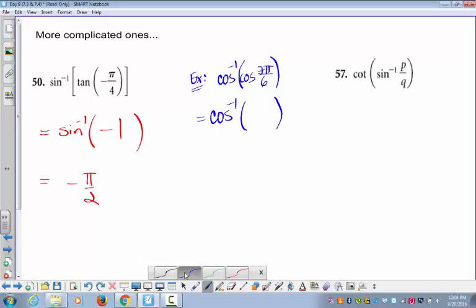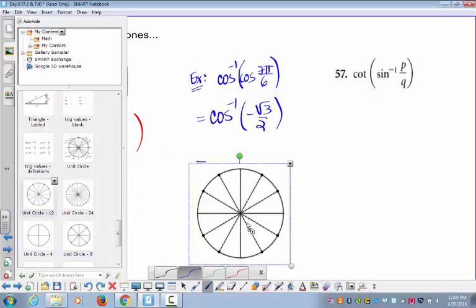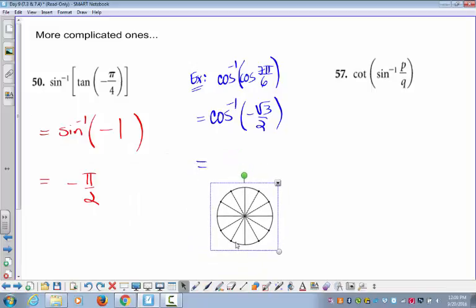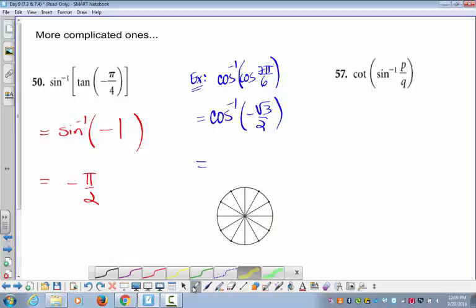Cosine of 7 pi over 6 is negative root 3 over 2. So negative root 3 over 2, I'm going to draw a 12-sector circle up here because the symmetry, at least, is definitely helpful to see. So 7 pi over 6 was right here. Now we're saying, what's the angle on the top half of the circle with a cosine value of negative root 3 over 2? And you can see that we just reflected right through the axis there. And the angle that we are going to end up with is 5 pi over 6.